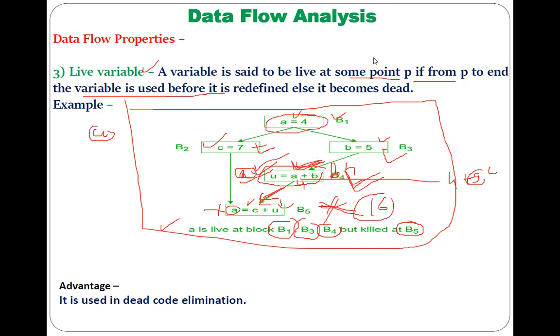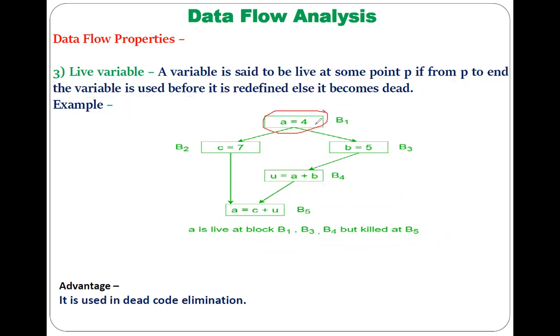This A, let me do it again. This A is live at this point. It is also live at this point. It is also live at this point because in between it does not get redefined. It is live at this point because it gets utilized here. But it is dead at this point because it is getting redefined here. Here it is defined as 4. Here its value becomes 16.